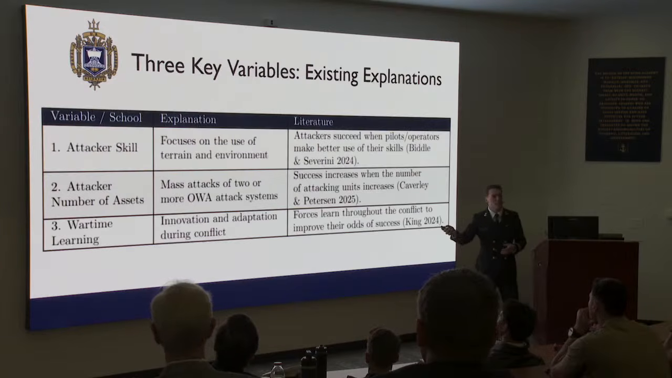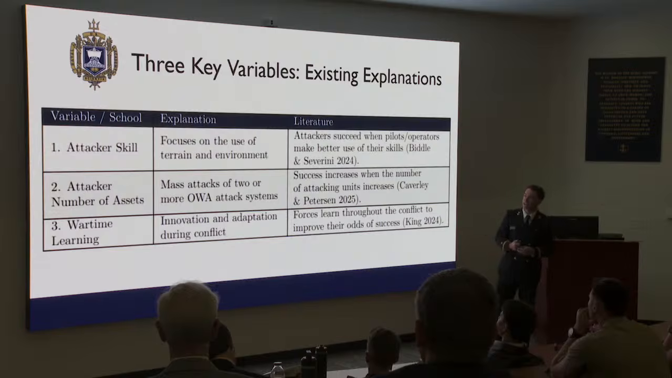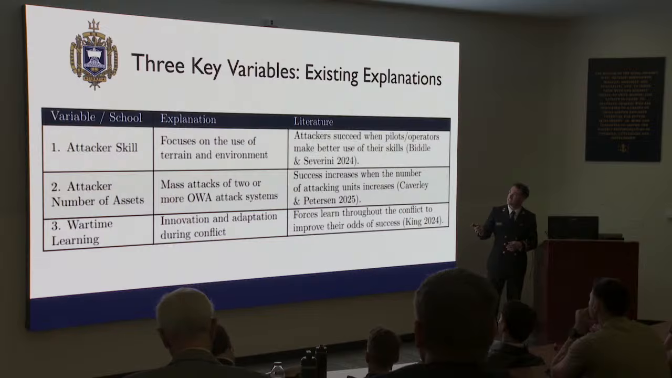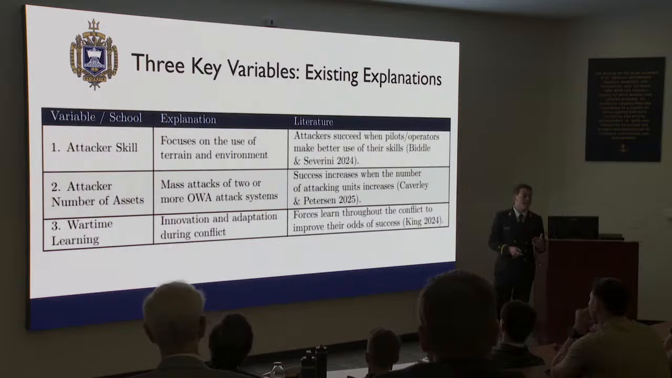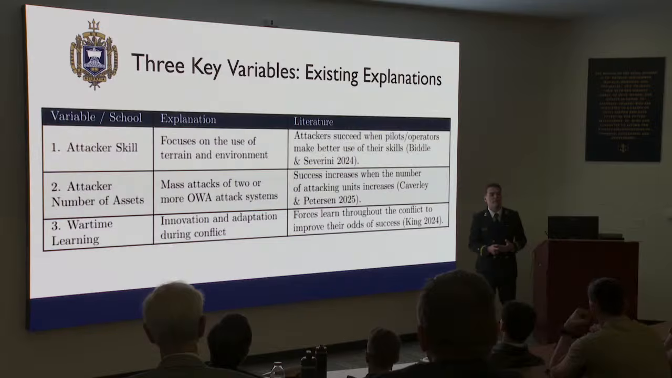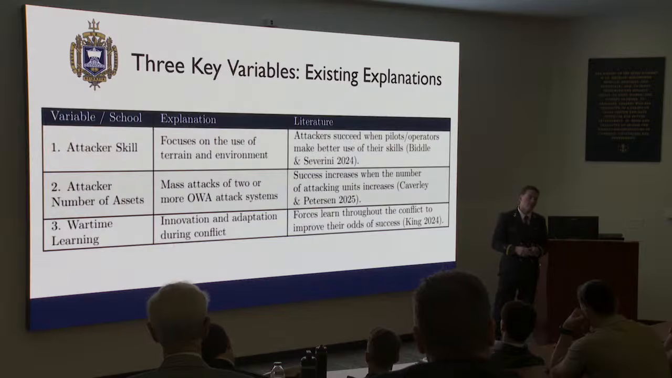All right, so I'm looking at 3 key variables which may help to answer my research question. First, the attacker's skill school. In this school, scholars say that attackers can succeed when the pilots or operators make better use of their own skills. The way that I attempt to look at that in this research is through the use of terrain and environmental features during an attack. This can include when attackers fly in the clouds when it's overcast, when they use a mountainous backdrop, along with a handful of other examples.